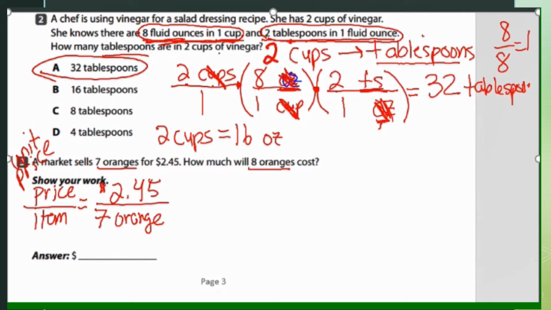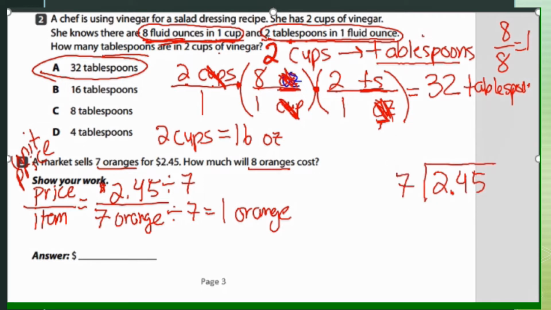So how do you get the price of 1 orange? Anything divided by itself equals 1. So you can divide the denominator by 7 to get the price of 1 orange. Whatever you do to the denominator, you have to do the same thing to the numerator to maintain equivalency. So you have $2.45 divided by 7. So I'm going to do that over here. $2.45 divided by 7. Now my divisor is 7. It's already a whole number, because my decimal point is here. So I don't have to move the decimal point in the dividend.